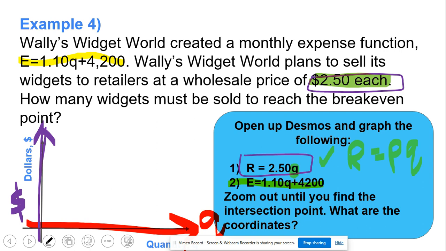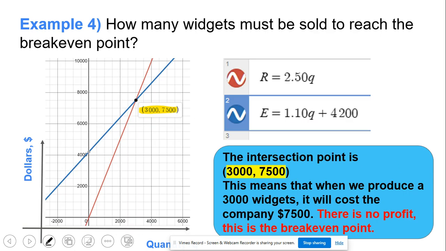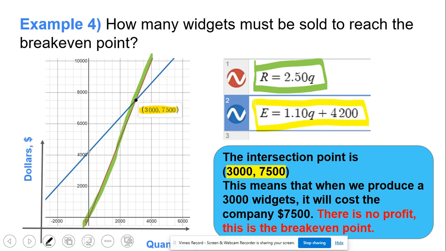That is the break-even. That is when the revenue is equal to the same amount as the expenses. So here's Desmos. You can see my first equation, my revenue equation, my price, $2.50 times my quantity, is right here. That one's graphed in red, or I'll just highlight it. Boom. I let Desmos do it for me. And the equation that was given to me already was my total expense function, 1.10 times Q plus 4,200. That's right here. So I graphed them. It worked out just fine.